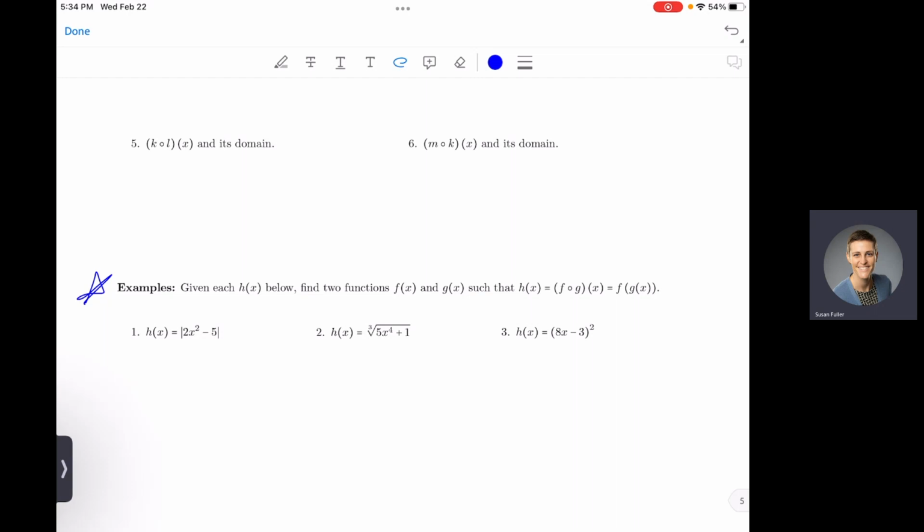So it says, given h of x, find two functions f of x and g of x such that h is equal to f circle g. And again, f circle g, we're going to change that circle notation into nested notation. So outside function stays your outside function, inside function goes to your inside function. So f circle g of x means f of g of x.